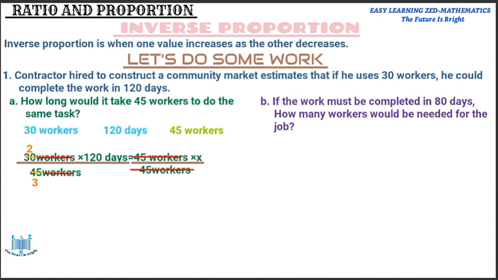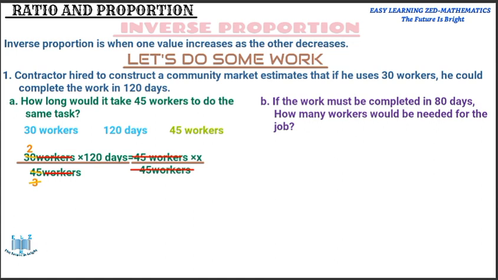Is there any number that can go into 3 and any number on top? 3 cannot go into 2, but 3 can go into 120. So we can use 3 to divide 3 and also to divide 120. 3 into 3 will go 1 time, so 3 will be cancelled out.